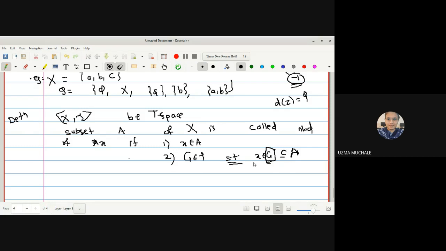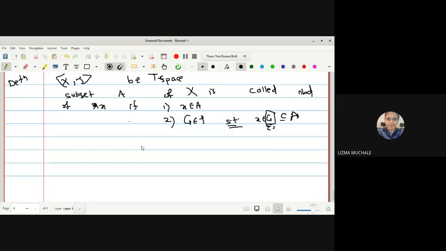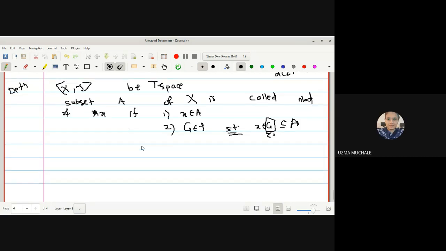What is changed in the definition? Only open interval is replaced by the open set, right? Understood the definition? Is there any need to again explain this definition? No, ma'am. Okay, now let us go for the example.